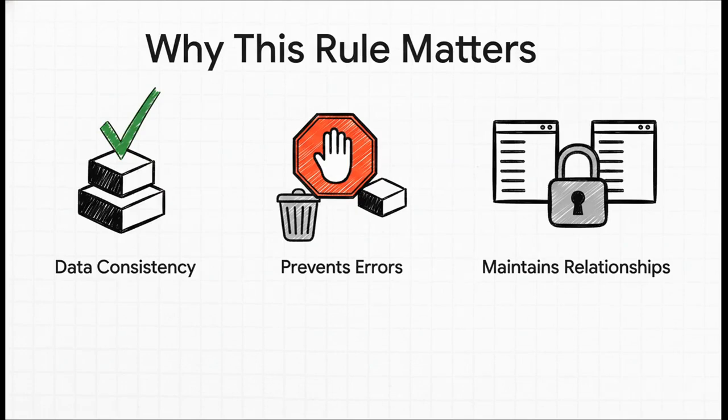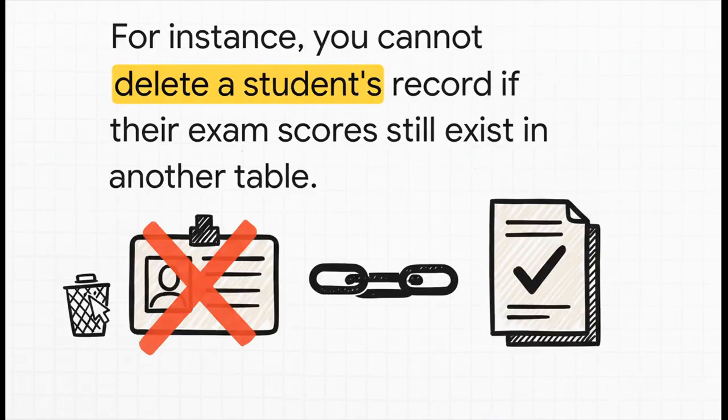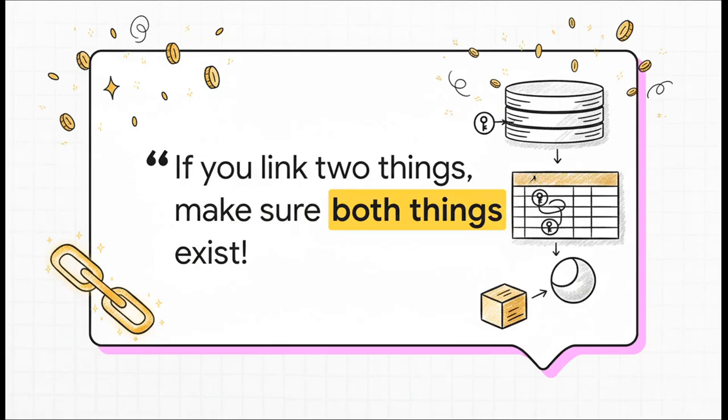So why does this rule matter so much? It keeps data consistent, prevents big errors, and protects your relationships. For example, you can't just delete a student if their exam scores are still in the system. At the end of the day, it's a simple rule. If you link two things, make sure both things actually exist.